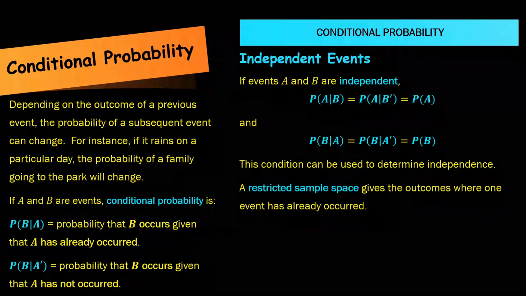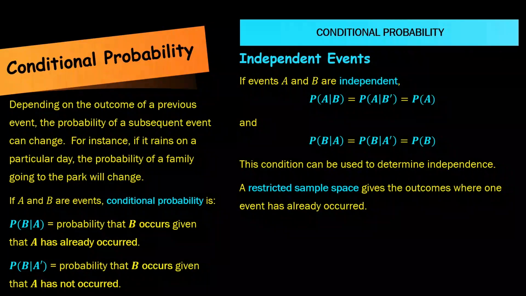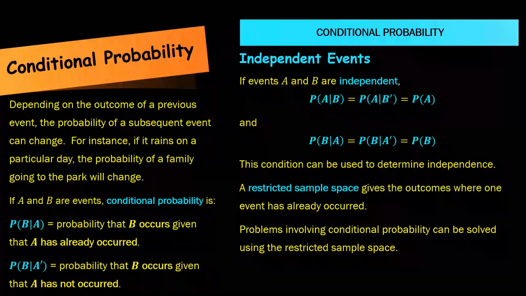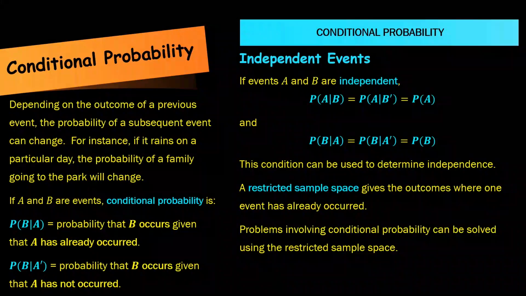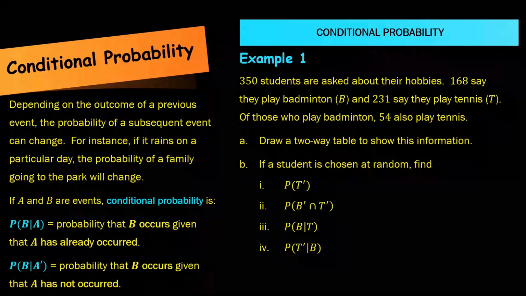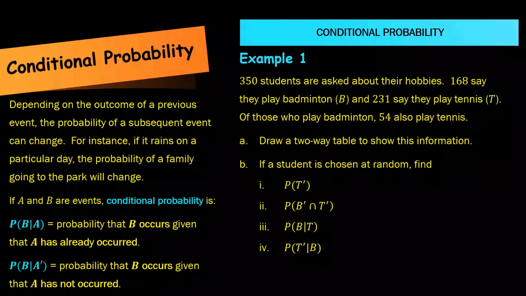A restricted sample space gives the outcome where one event has already occurred. Problems involving conditional probability can be solved using the restricted sample space. Let's now take a look at an example. Pause the video and have a go. Press play when you're ready to view the solutions.